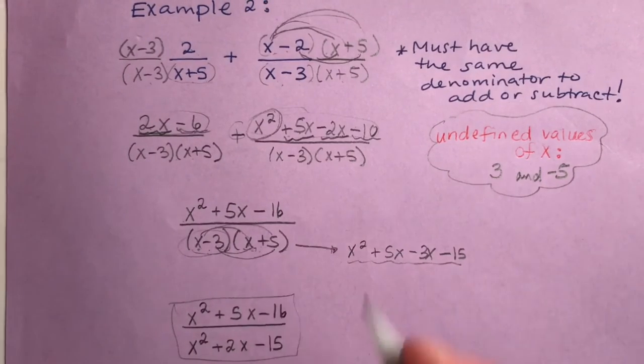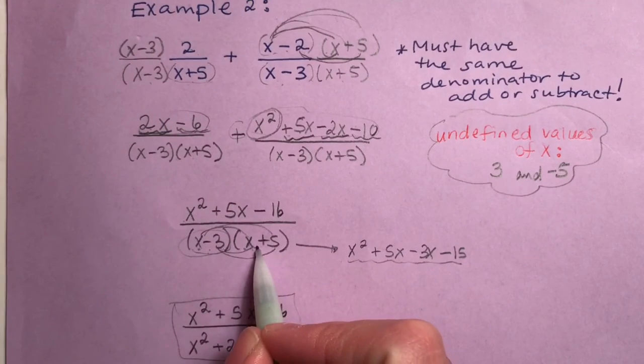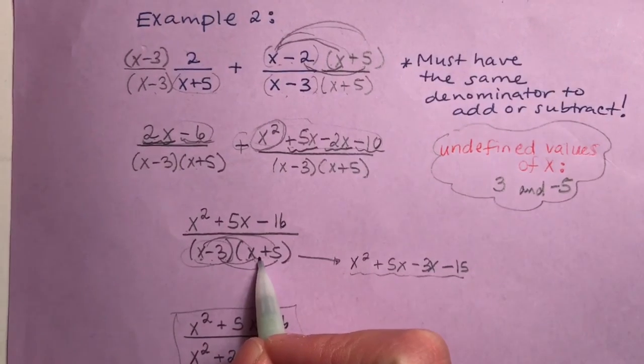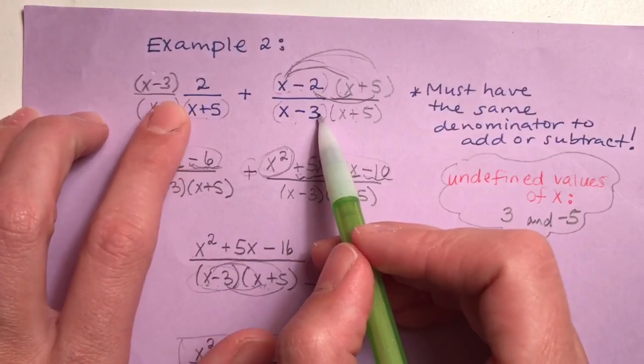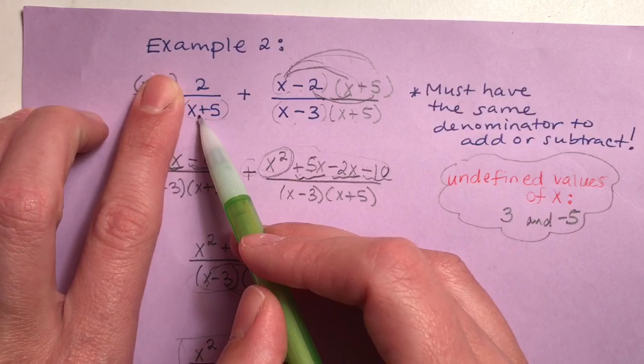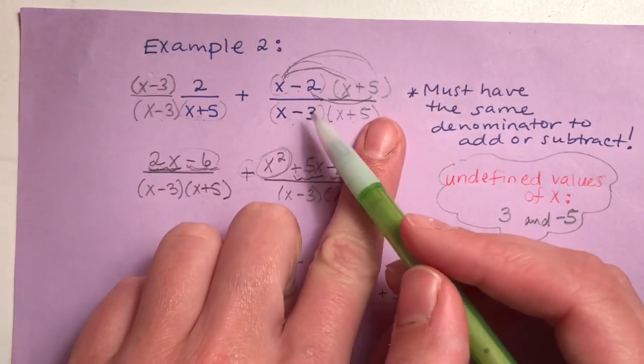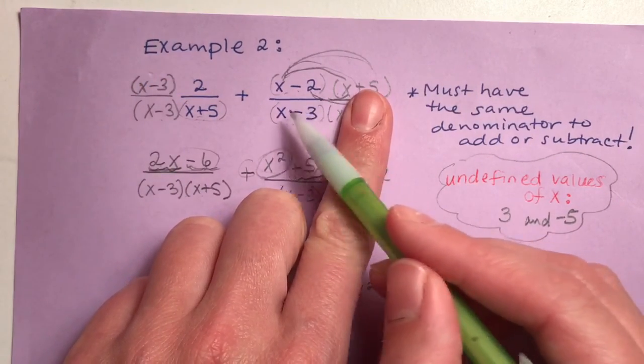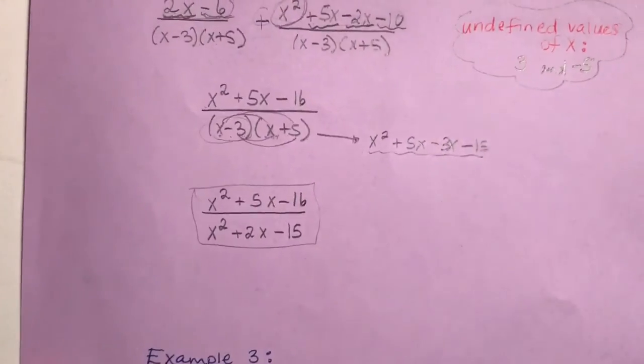Because negative 5 plus 5 is 0. And if we divide by 0, that's not going to work. And we can also see that in the original problem too, because this one would have been negative 5 here, and this one would have been 3 here. So that one's done.